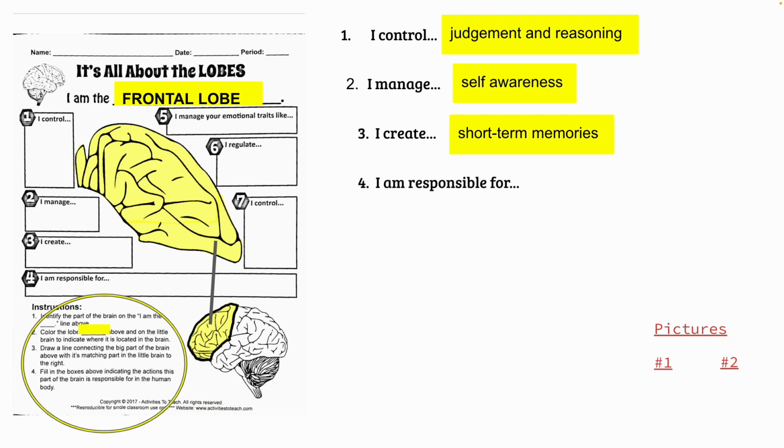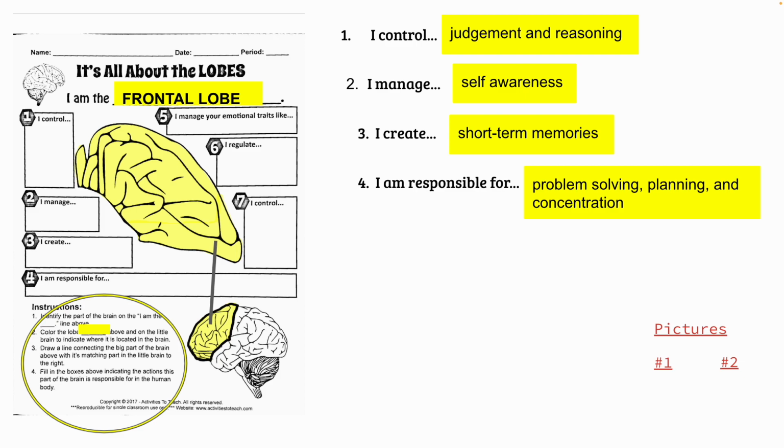Number 4, I'm responsible for problem solving, planning, and concentration. So really, if you're thinking about how the brain learns, the frontal lobe is really crucial to learning. Not only school, but let's take driving, for example. If you're learning how to drive, you have to really concentrate. You have to plan ahead. You have to problem solve. If I'm driving my car and I want to go to a specific location, I have to know how to get there, right? That's planning.